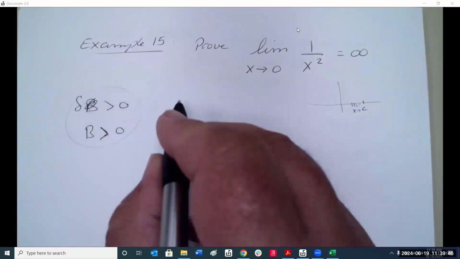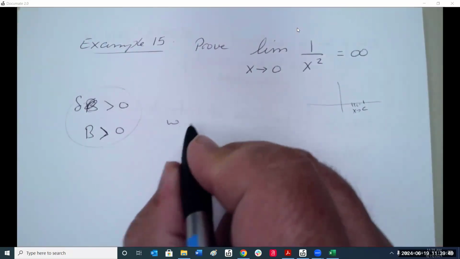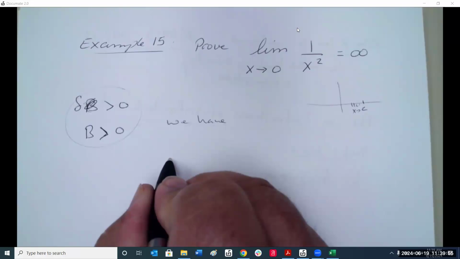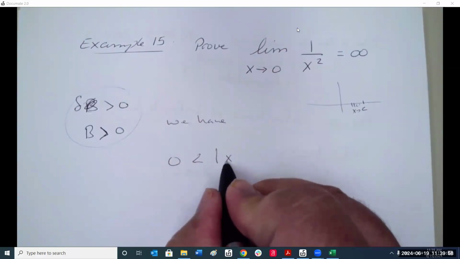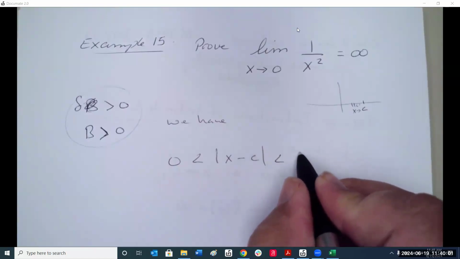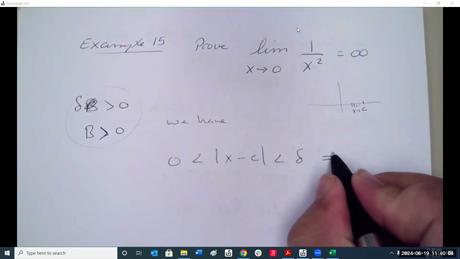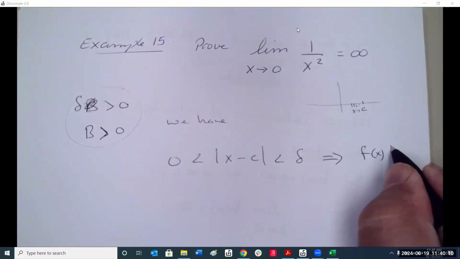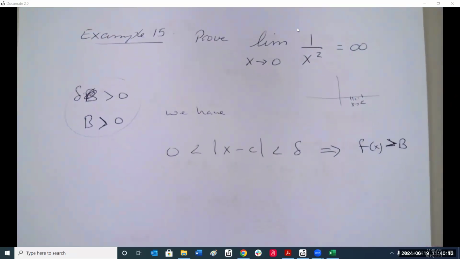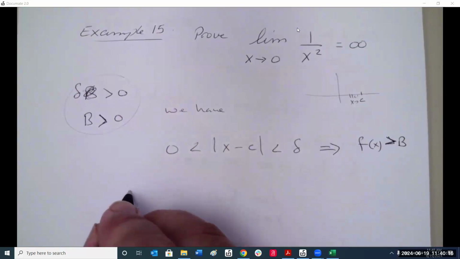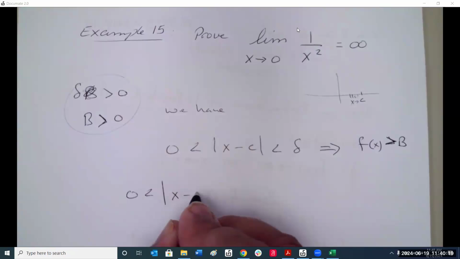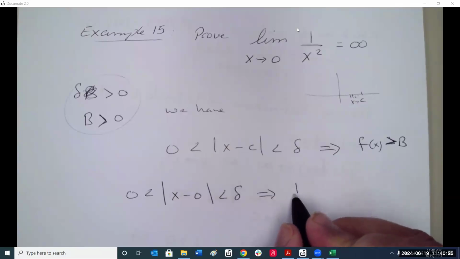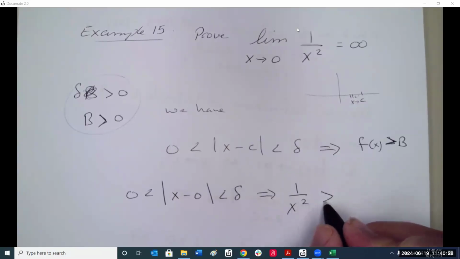Okay, so as this is true, we have x minus c is less than delta. This implies that our function is greater than b. So let's put numbers in there. x minus 0 is less than delta, implies our function 1 over x squared is bigger than b.